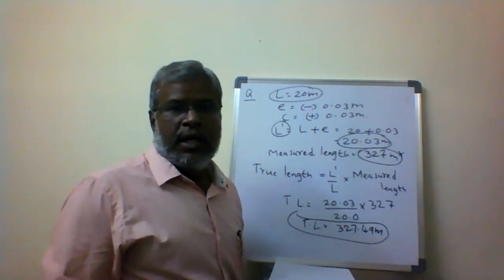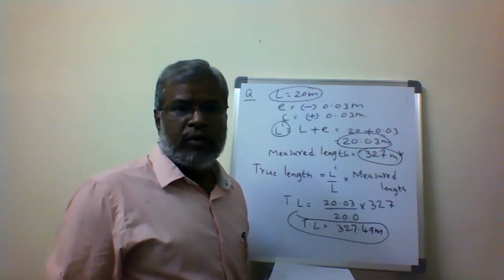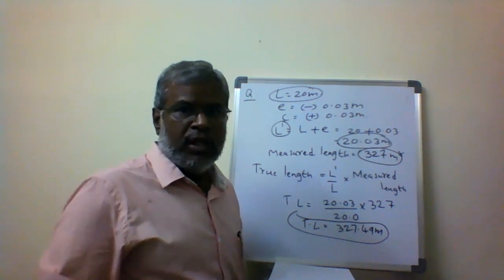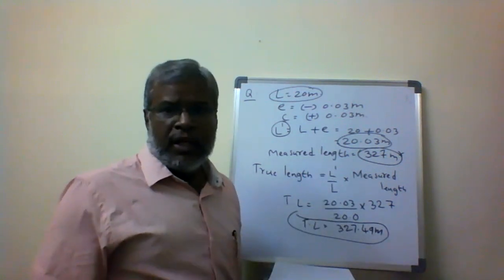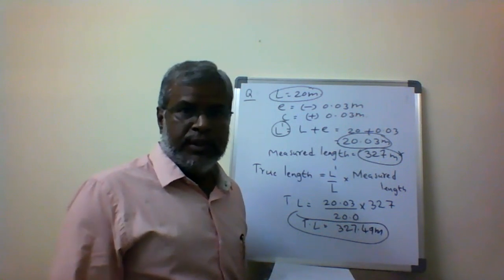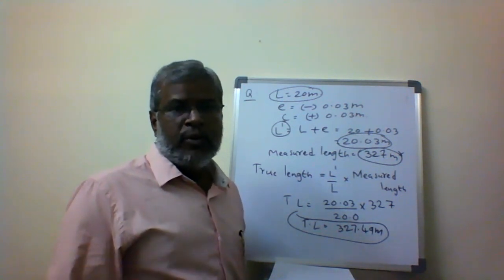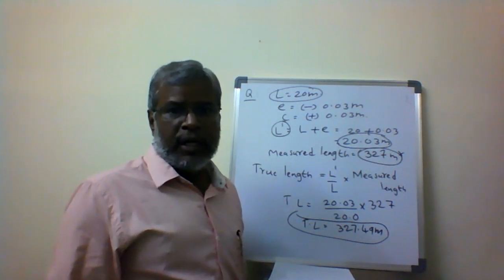So the true length is 327.49 meters instead of your 327 meters. It is because the chain is erroneous, too long. So whatever distance we measured is wrong, and that's why we calculate the true length. The true length is going to come at 327.49, not 327 meters, because the chain is too long. Error is going to be negative, correction is going to be positive.